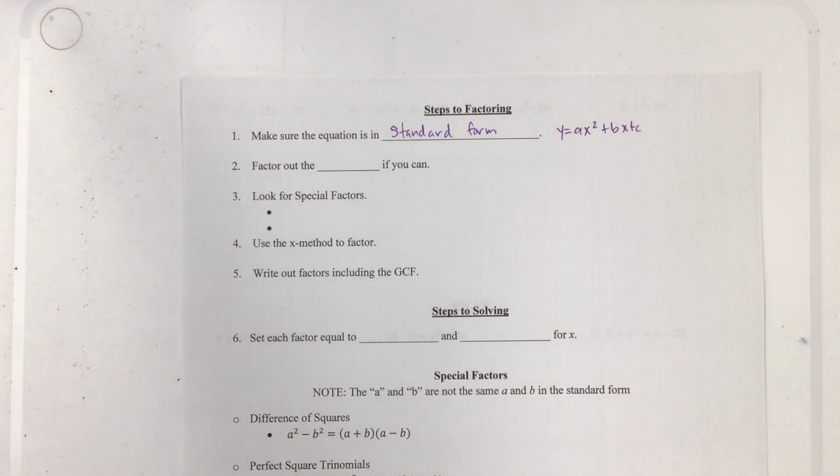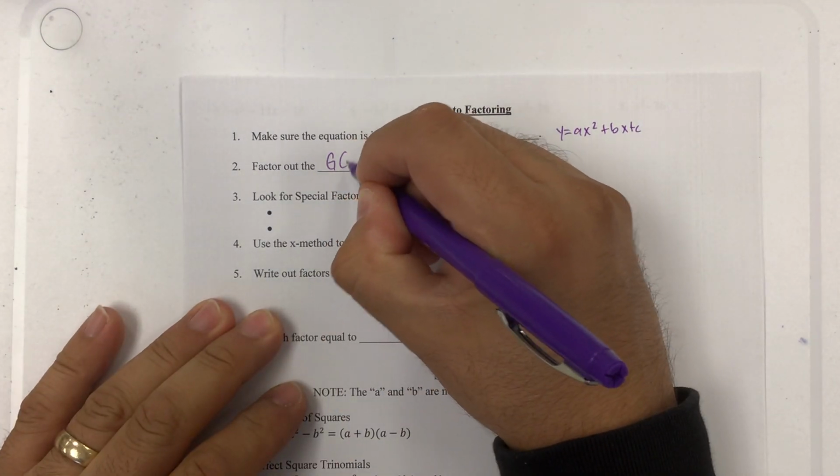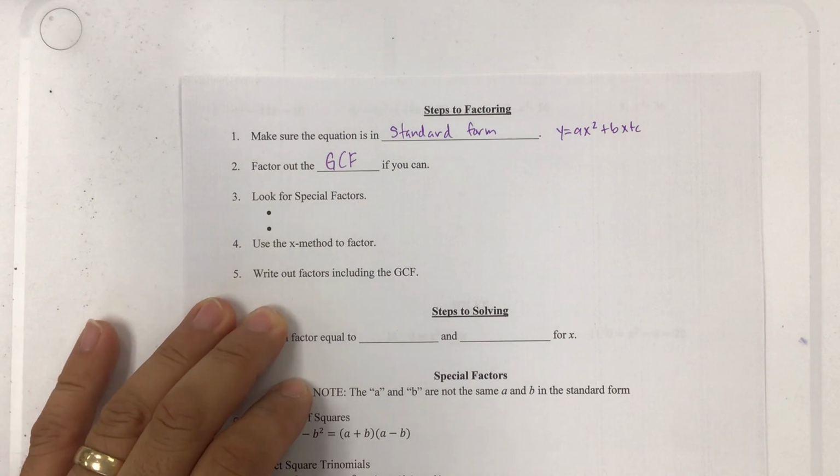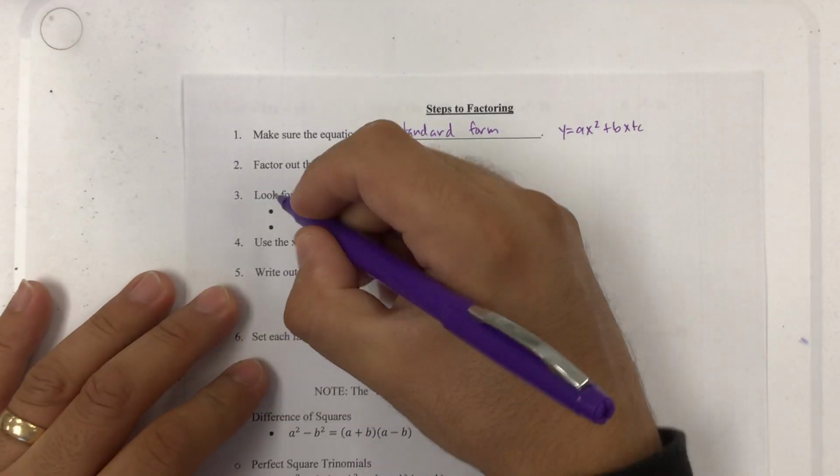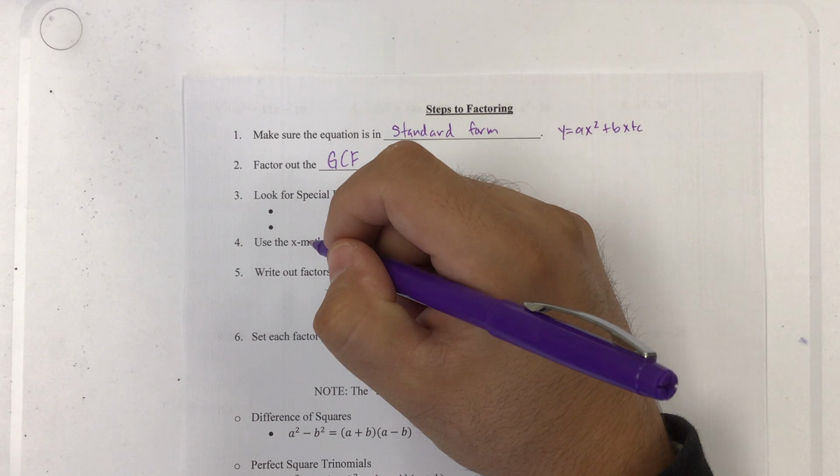And then you're gonna factor out the greatest common factor if you can. So we're gonna call that the GCF. So if all the terms in the quadratic in this case have something in common, we wanna factor that. Then we're gonna look for special factors, right? So these are called the difference of two squares, or the difference of squares.